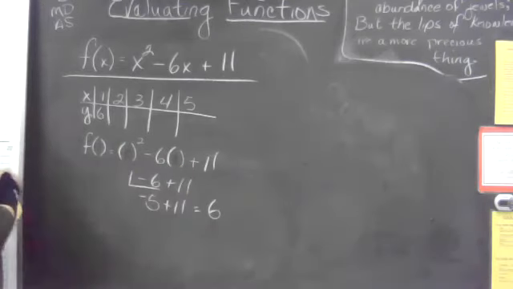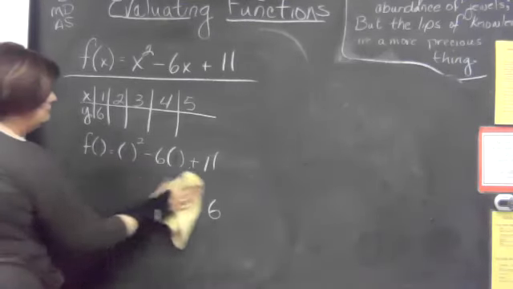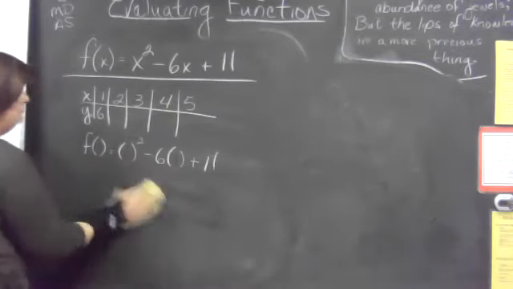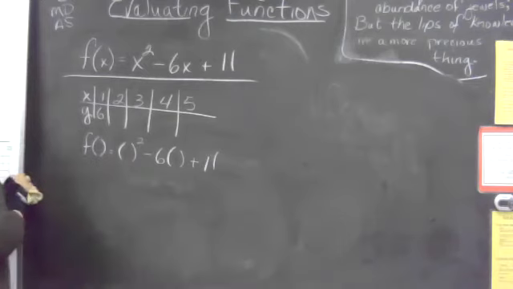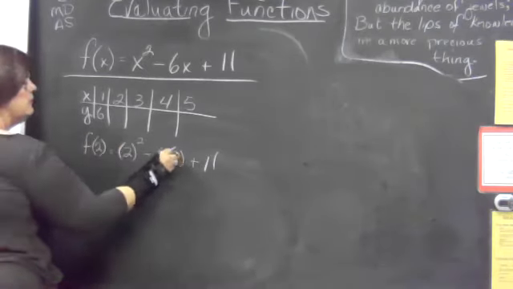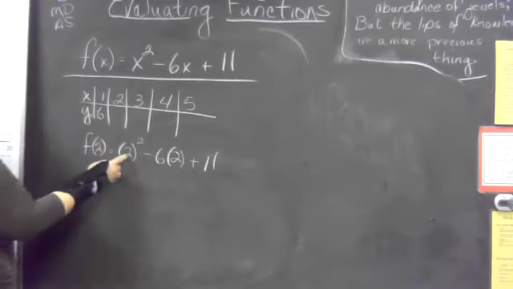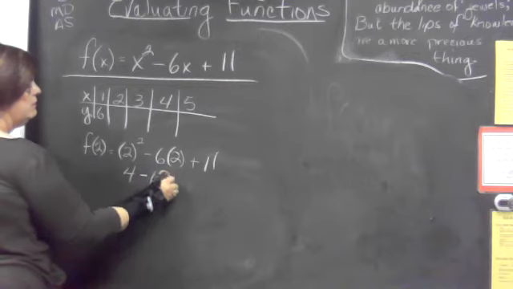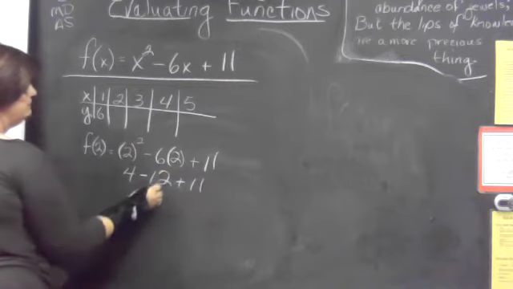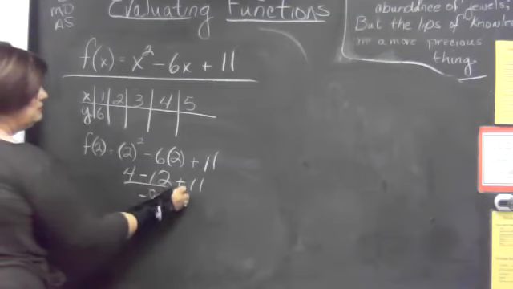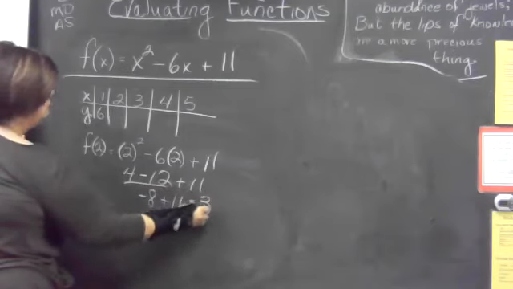Then it says to put 2 in here. If I'm erasing too soon, please speak up. But I know that last one seemed like it took forever. So now I have 2's. I want to find f of 2 now. So 2 squared is 4 minus 12 plus 11. 4 minus 12 is a negative 8 plus 11 equals 3.